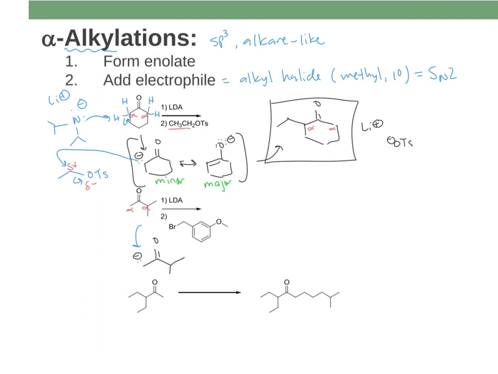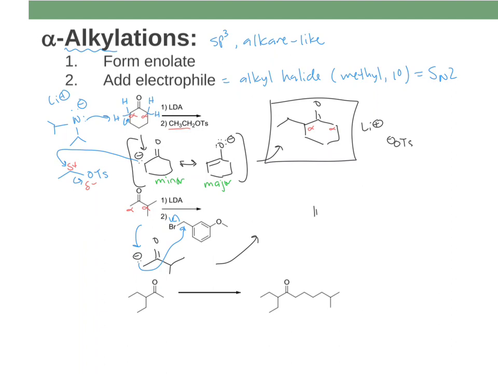And then, now that we have that enolate, step 2 is we just add in this benzyl bromide methoxy thing that we've got going on. And this is just going to attack that primary carbon, kick off the bromine. And now we've got our new molecule. Right, so it's just an SN2 type reaction.